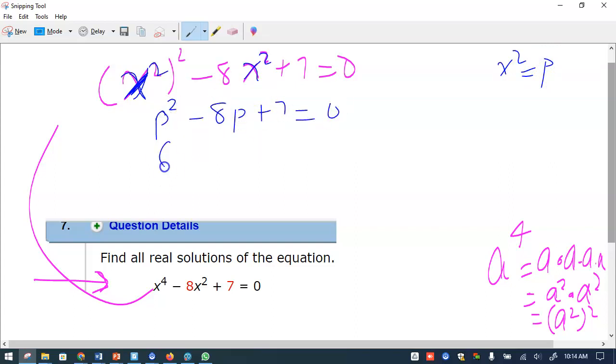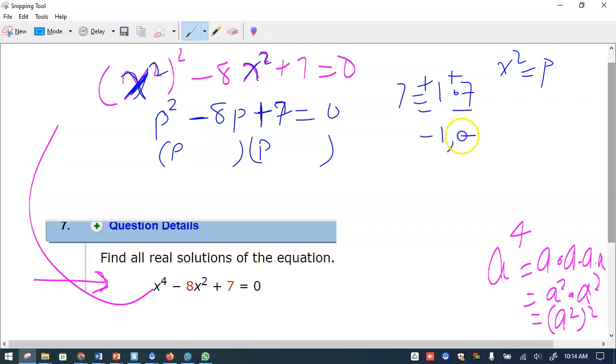And you're back to your factorization. Remember, you put p and p, and this 7 you can write as 1 and 7. But then there is a plus, so either both are plus or both are minus. And because this is minus 8, the better option is minus 1 and minus 7.